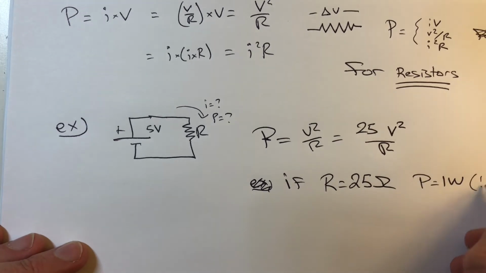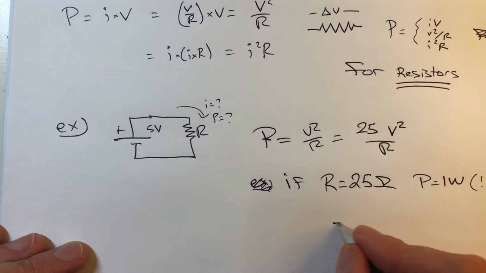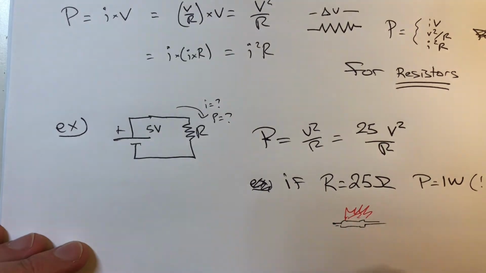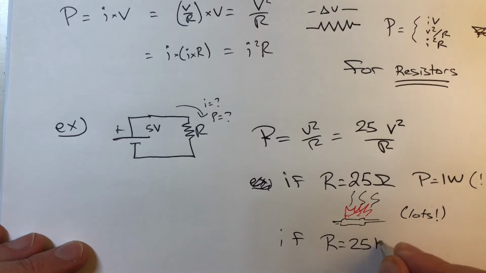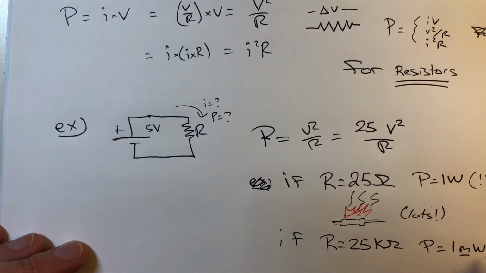And a watt, well, is a lot. It will actually probably burn your resistor. If we have a 25 kilo ohm resistor, it's only a milliwatt of power. That's harmless.